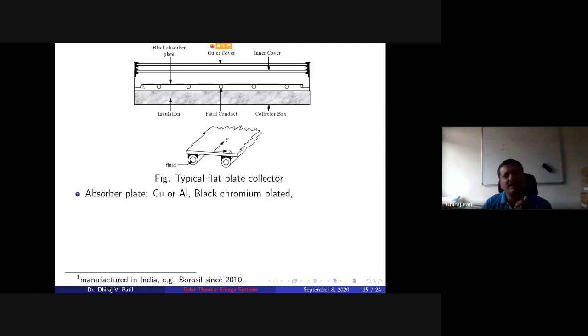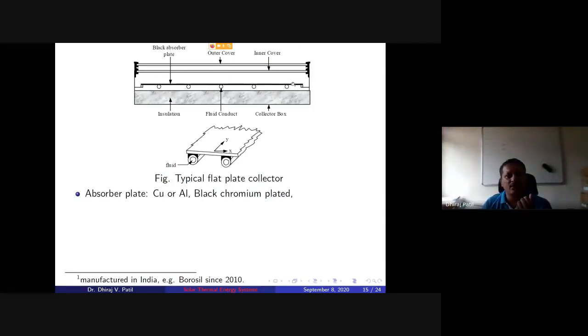So here you could see that the concentration ratio is 1, and this is constructed such that you absorb the solar radiation on the absorber plate, and the fluid is passed through the pipes, and these pipes are attached. Generally the absorber plate is made of copper or aluminum, and copper is a very good conductor, so that's why most of the time we prefer copper for the absorber plate and for the tube, and it has to be a black chromium plate.